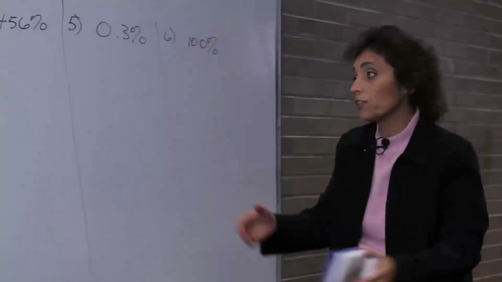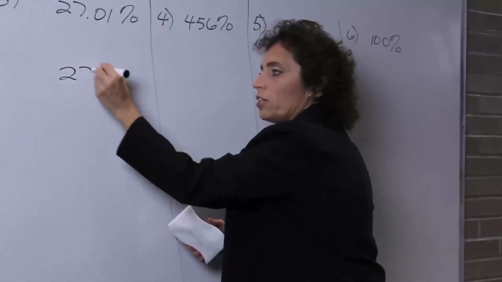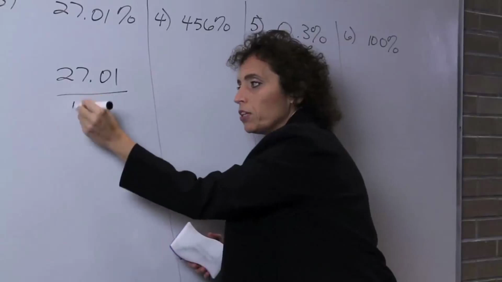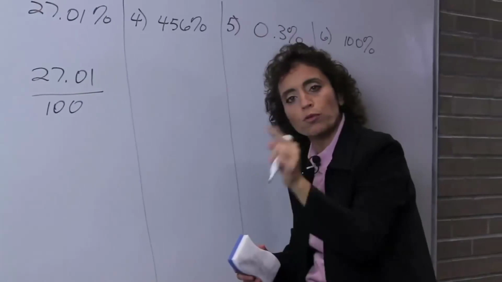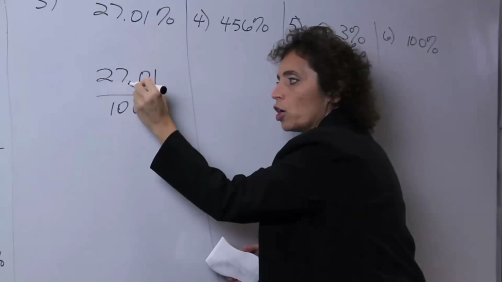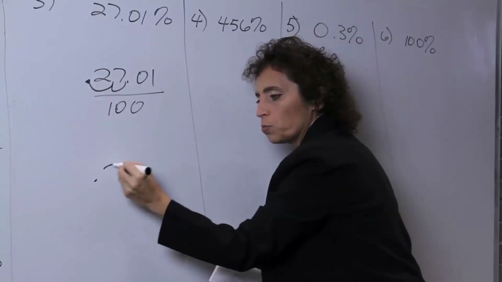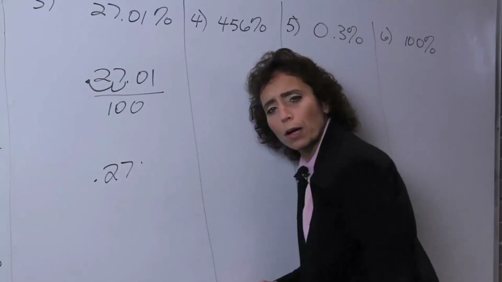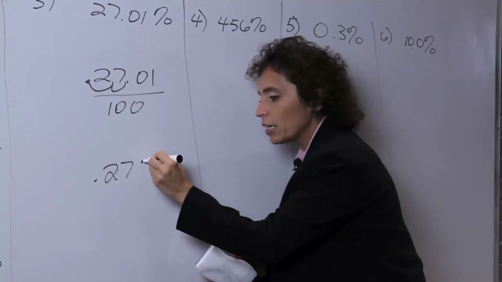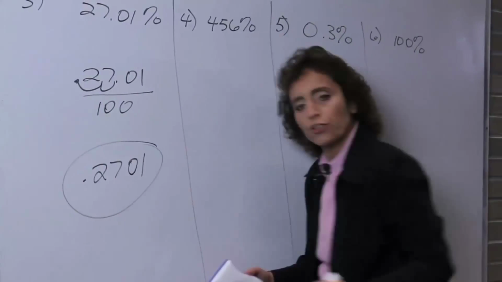Okay, let's see how you did on these. 27.01% means out of 100. Take the decimal, move it 2 places to the left. So we're going to go 1, 2 places. So it's 0.2701. And that's your answer there.